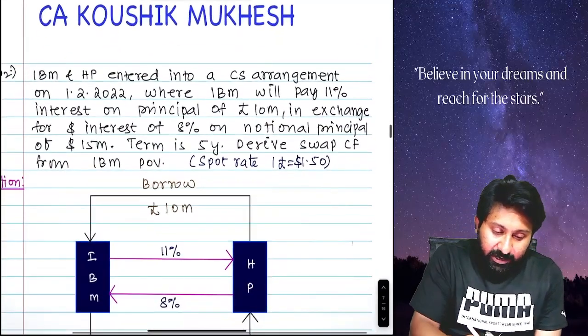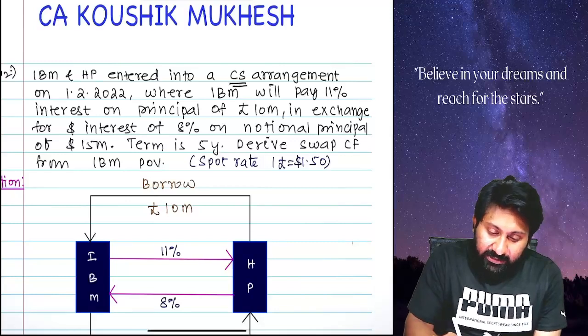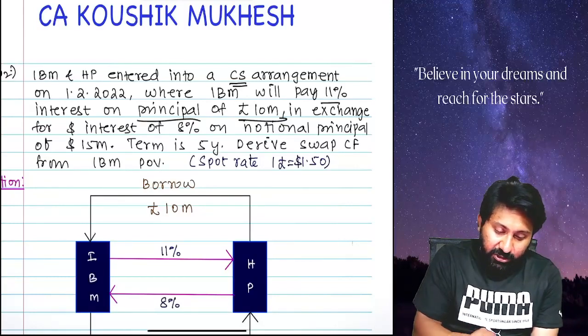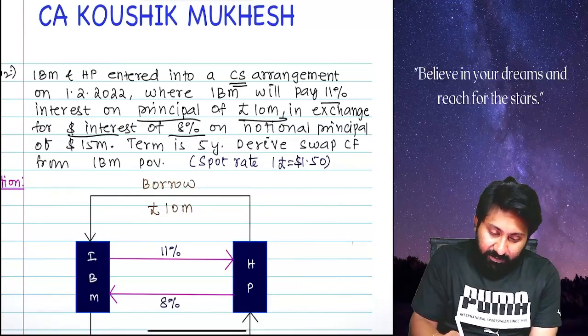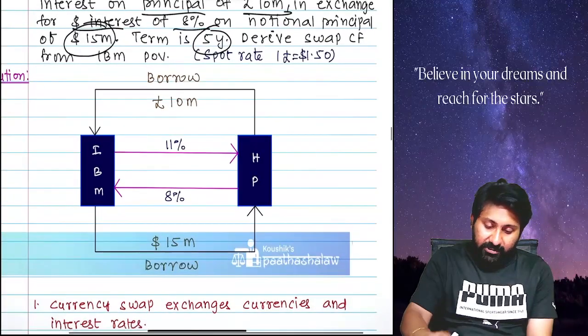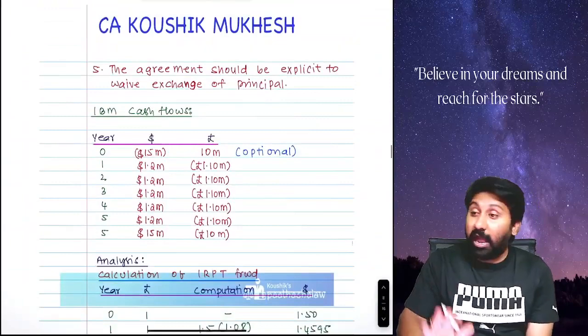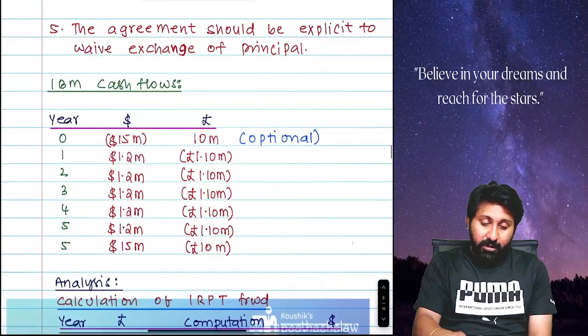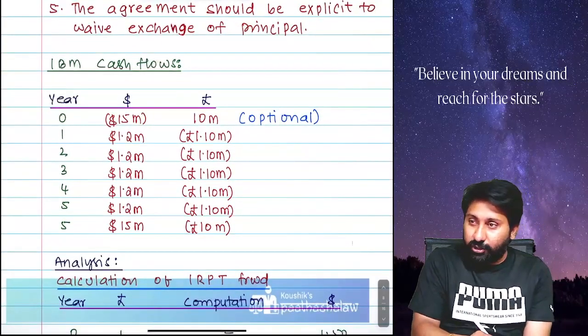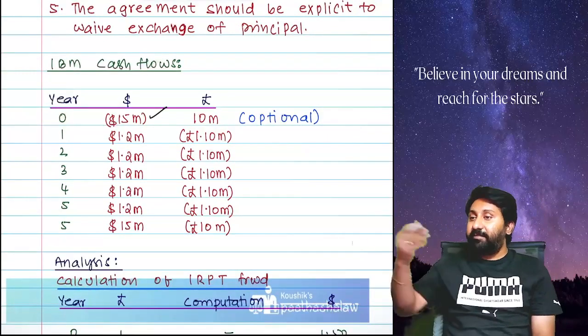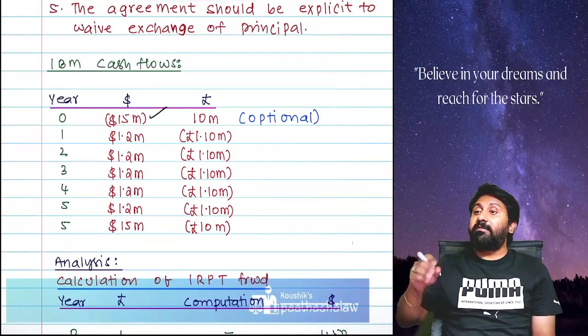IBM and HP entered into a currency swap arrangement wherein IBM will pay 11% on a principal of 10 million pounds in exchange for dollar interest of 8% on $15 million, for 5 years. This is an example. What will happen? See here, we are doing it from IBM's point of view. Here 0, here 0. Tell me, how much will I be giving?